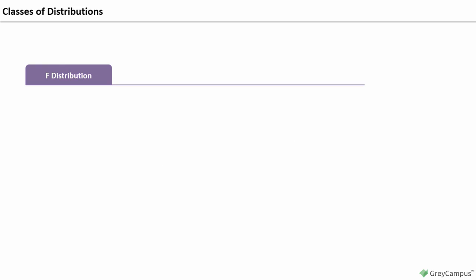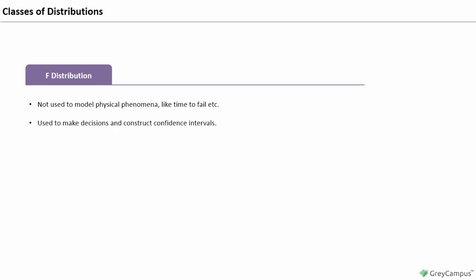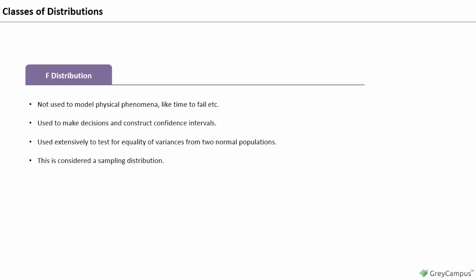F distribution. Not used to model physical phenomena like time to fail, etc. Used to make decisions and construct confidence intervals. Used extensively to test for equality of variances from two normal populations. This is considered a sampling distribution.